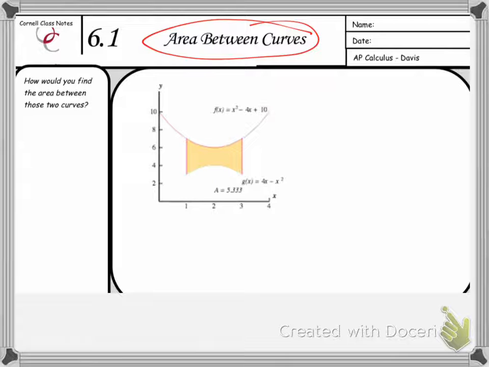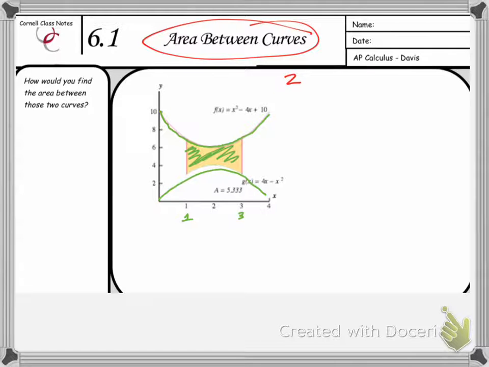Okay, so we have done the area under a curve, but we haven't done the area between two curves or three curves. So I'm drawing in this curve right here. How would we find the area between the two curves? So here's the first curve, and here's the second curve. And so we want to find the area between these two curves from 1 to 3.